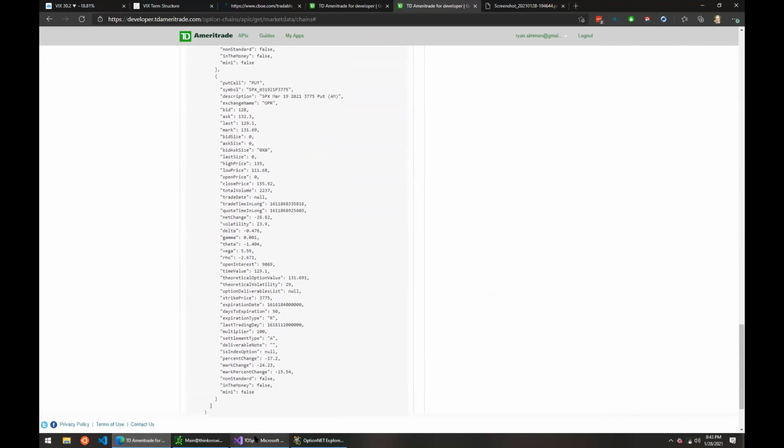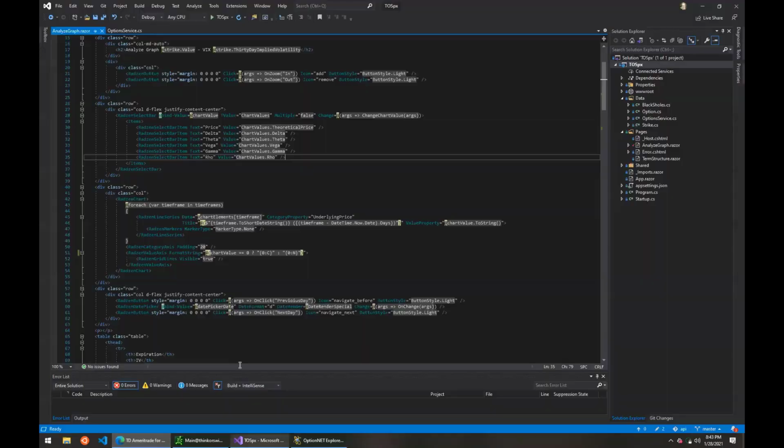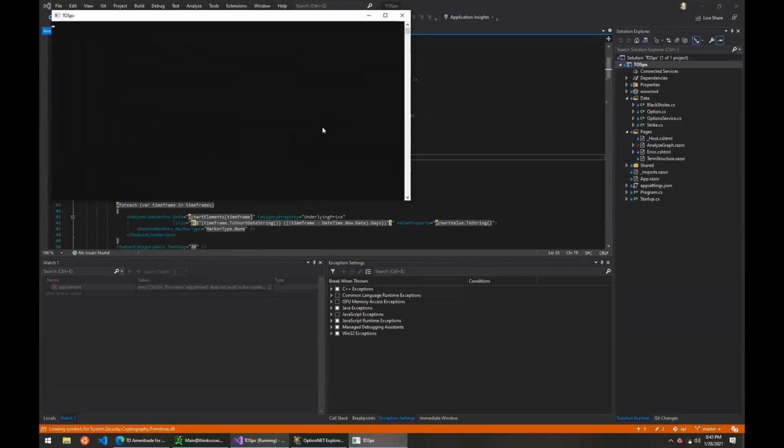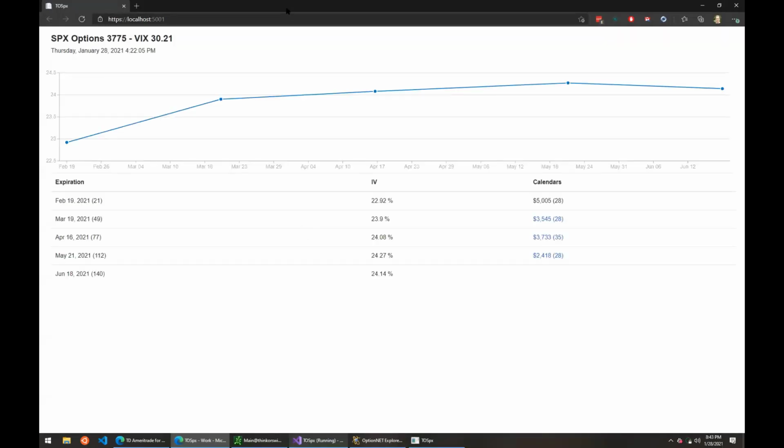I'm using Visual Studio here, and I have ASP.NET and .NET Core. So if anyone's a software engineer, you know what I'm talking about. This is the Blazor format. So I created this website essentially that will show some of this stuff.